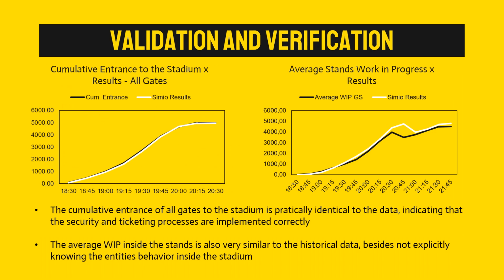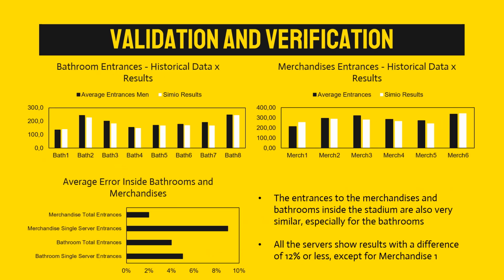After developing the model, it is important to verify and validate it, and so it was compared to historical data, the cumulative entrance of fans to the stadium, in which the results followed a nearly identical pattern. The average work in progress inside the seating area was also tested, and as can be seen on the right, the results obtained were pretty close to past records, despite not knowing the entities' behavior explicitly. Bathroom and merchandise entrances were also compared, with good results being obtained. The average error for individual servers was 5% for bathrooms and 9% for merchandise.